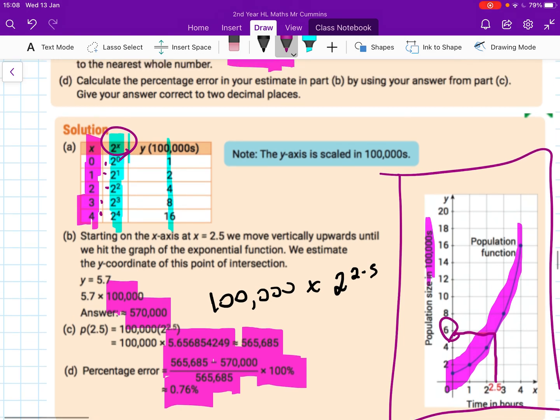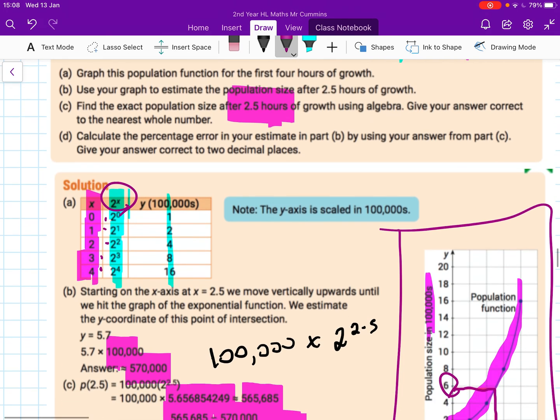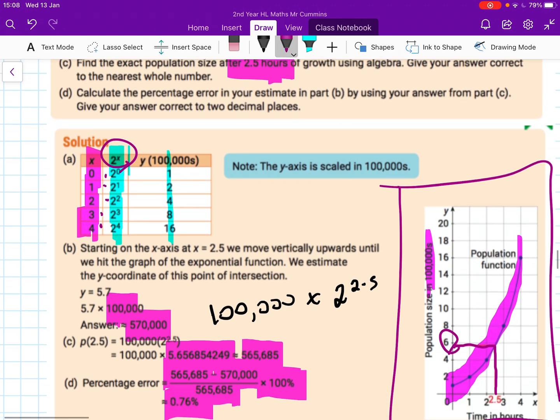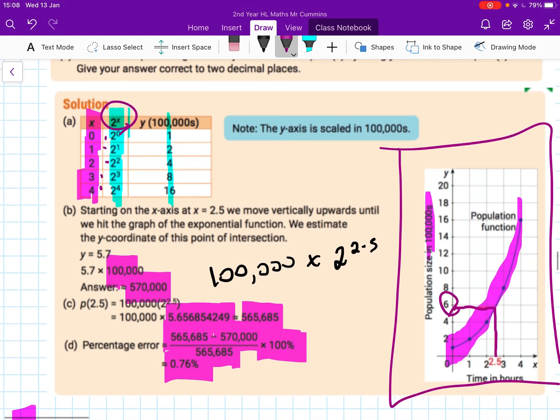But the question asks, use a graph to estimate the population size after 2.5 hours of growth. So same as you did before, you go to 2.5. You go up to where it touches the curve, you go in, and it gives you the answer. But because this scale is in hundreds of thousands because you're dealing with bacterial growth, you multiply your answer by 100,000 to get the actual answer.